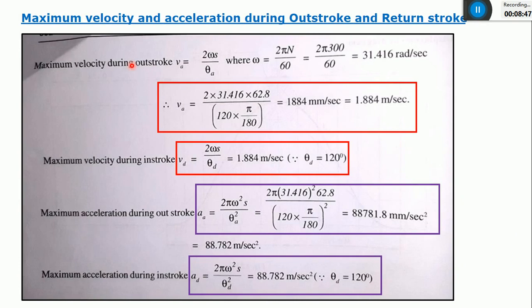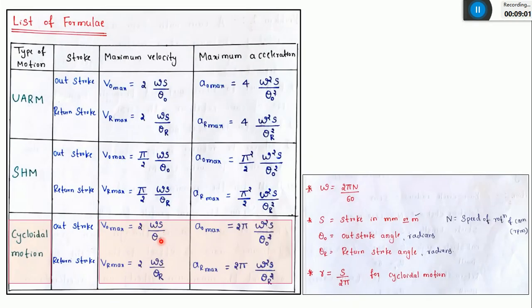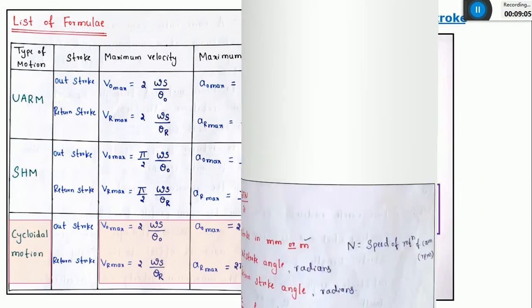So first, I need to calculate the maximum velocity during outward stroke. You can consider it as VE or V naught. Both are correct. So this is the formula. You can see here 2 omega S by theta naught. Theta naught is the outward angle, that is 120.